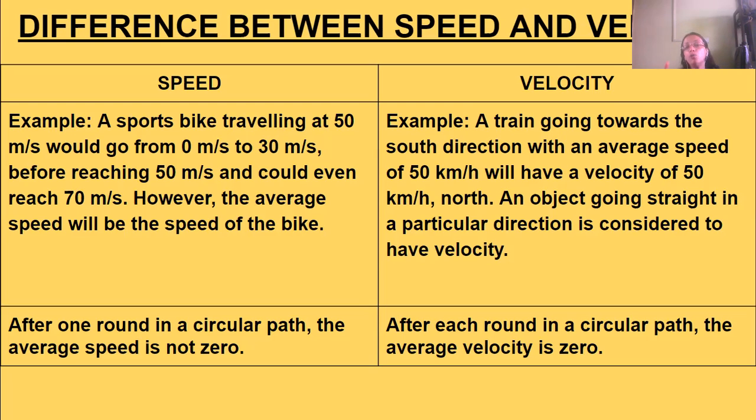After one round in a circular path, the average speed is not zero because the speed is the total distance by total time taken. The total distance will be the total circumference of the circular path. Okay. So this average speed cannot be zero. But in case of velocity, after each round in the circular path, the average velocity is zero. Why? Because the displacement is zero. So the velocity will be equal to zero.